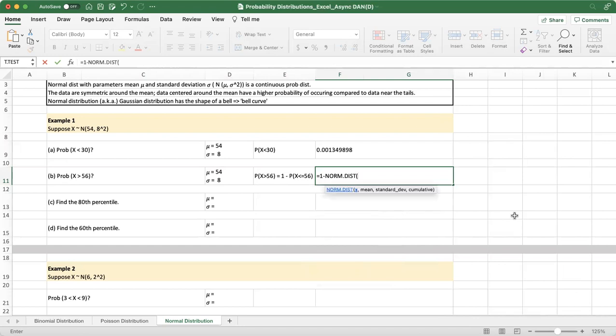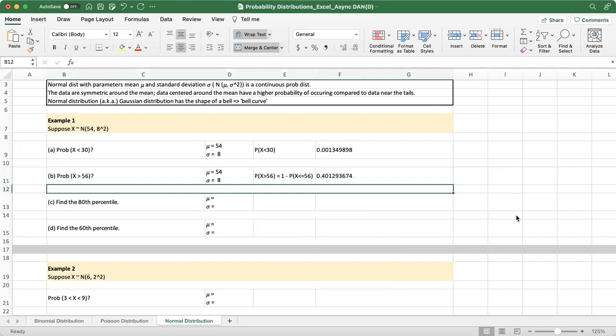norm.dist 56. The mean is 54. Standard deviation is 8. And I'll say true. And there we go. That's the probability of X being greater than 56. As always, you can check with the applet to see if your answers are matching up.